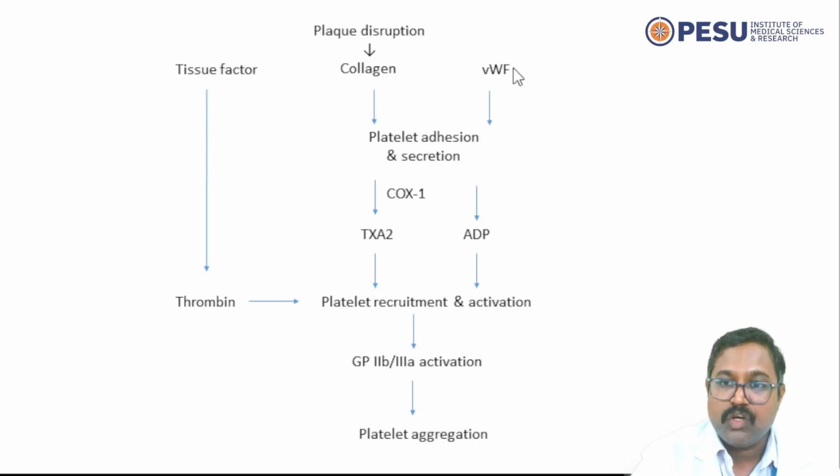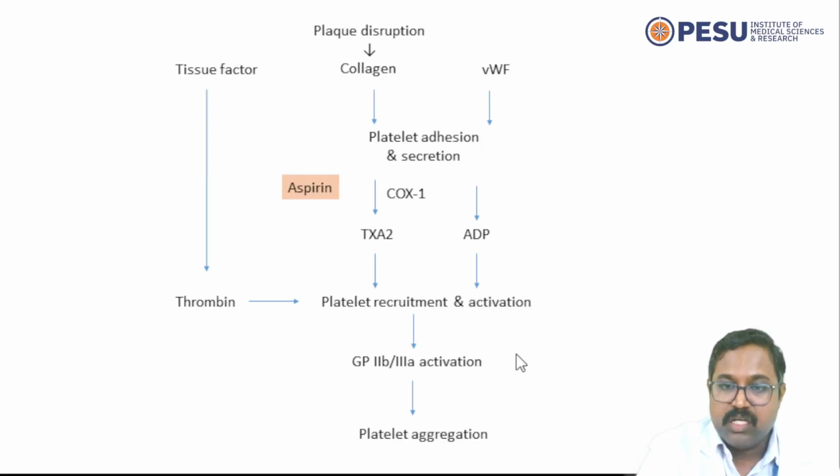On the other hand, even the von Willebrand factor and tissue factor will stimulate the thrombin. The von Willebrand factor as well as thrombin will help in platelet recruitment and activation, followed by activation of the protein, that is the glycoprotein 2B3A, which leads to platelet aggregation. So platelets will come together, two platelets will combine and form an aggregation, and it becomes a clot or the thrombus.